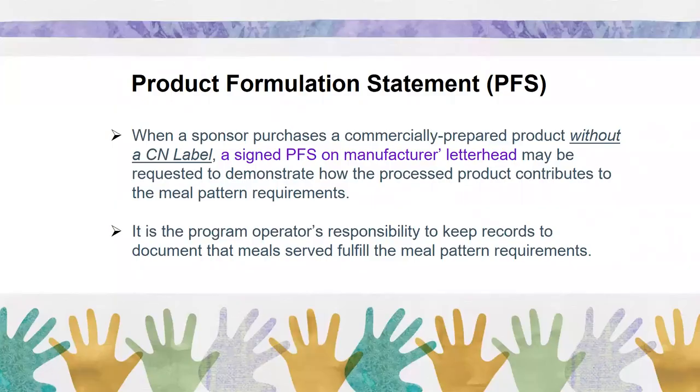When a sponsor purchases a commercially prepared food product without a CN label, a signed product formulation statement on manufacturer's letterhead may be requested to demonstrate how the product contributes to the meal pattern requirements. Ultimately, it is the program operator or sponsor's responsibility to keep records to document that meals served fulfill the meal pattern requirements.